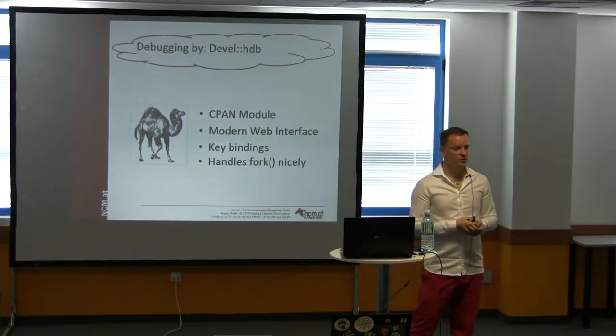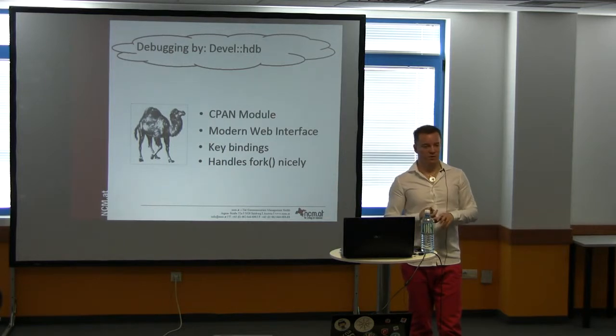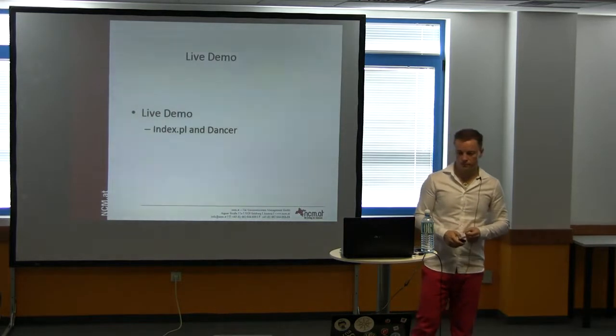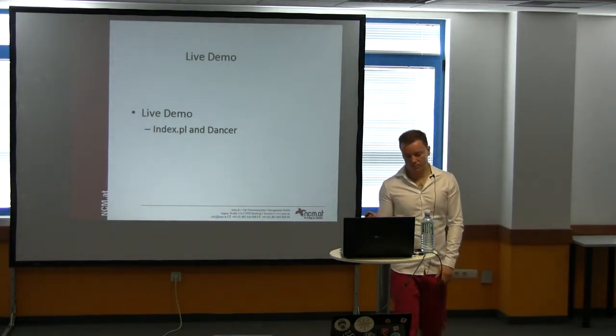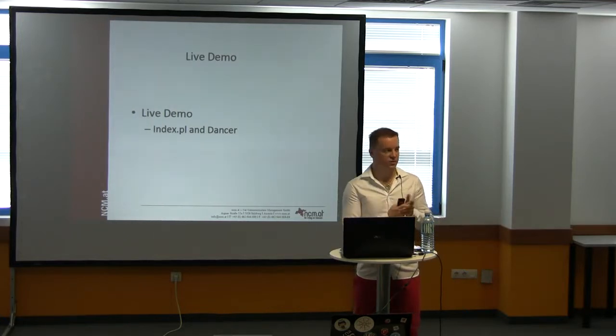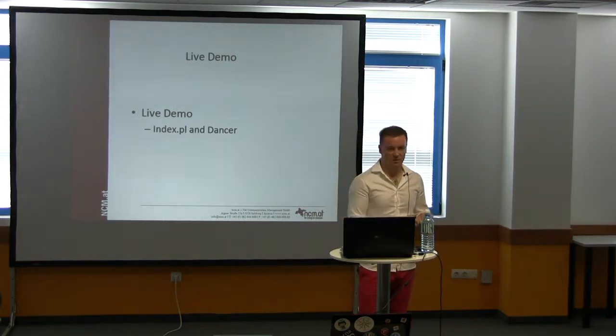And what you can do, you can even handle fork. What you also can do, you can do trace, so run the program once, save the state, and then execute it for the second time and see where the differences are. I'm going to show you how it works. First of all, I want to show you just a simple index.pl, like you would have on a small script or cron job. And then I'll show you what you need to do to debug your Dancer application with it.